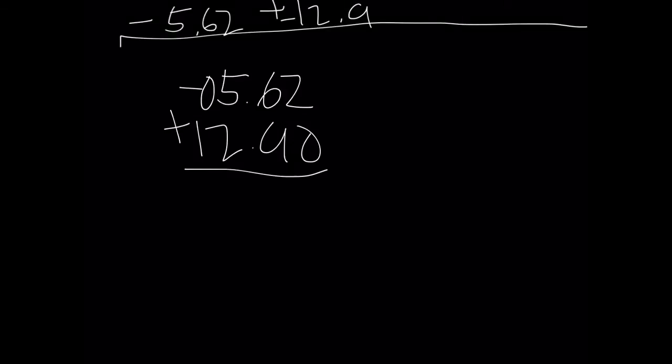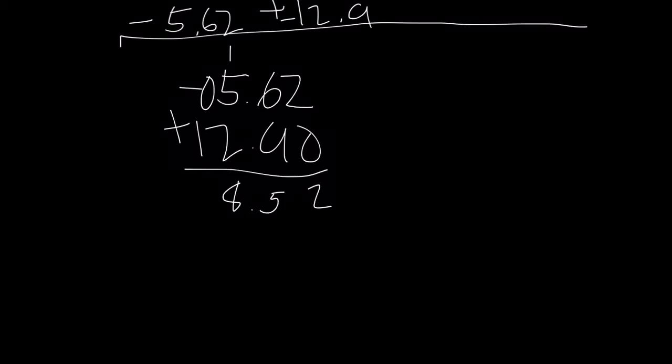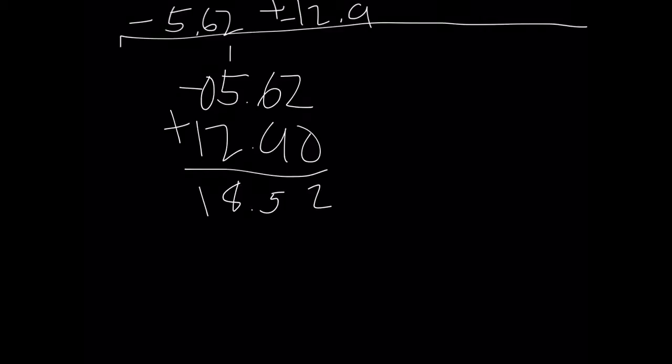Add. 2 plus 0 is 2. 6 plus 9 is 15. 5 plus 2 plus 1 equals 8. Bring down the decimal. 0 plus 1 equals 1. And since they're both negative, your answer is negative 18.52 hundredths.